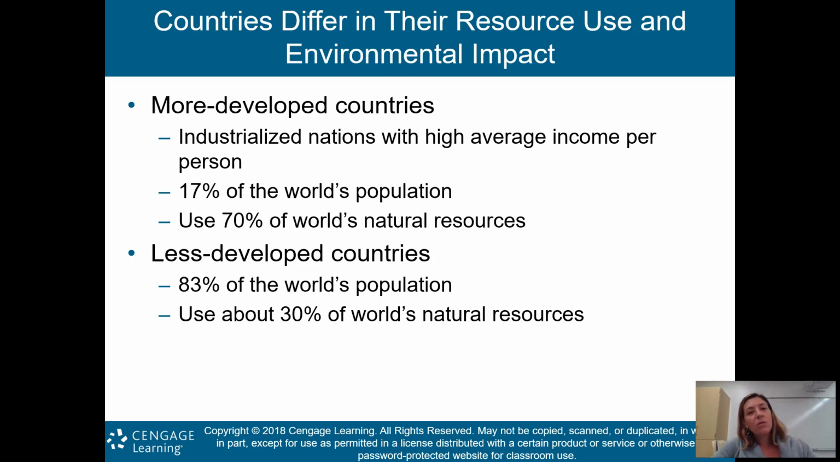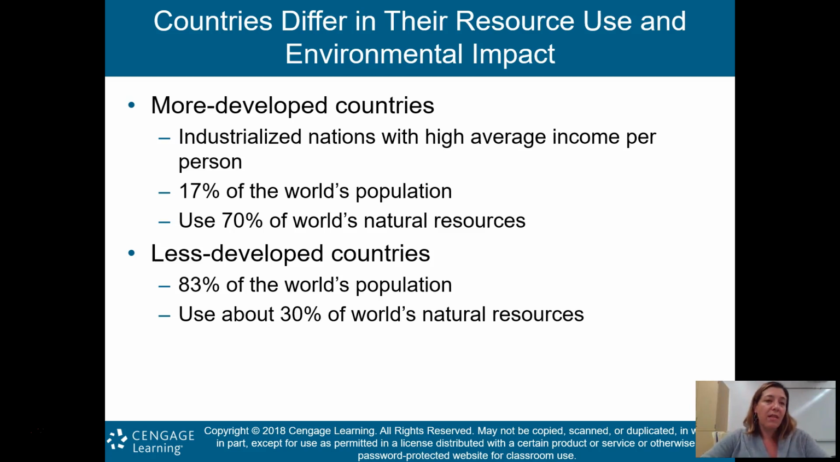When we're thinking about different types of resource utilization, or the amount of resources that are used globally, it makes it easy to break countries down into their classification. So are they more developed? Are they less developed? Maybe they're moderately developed countries. This can have an effect on how resources are used in that respective country. So the UN classifies countries as either economically more developed or less developed. This is primarily based on the average income per person.